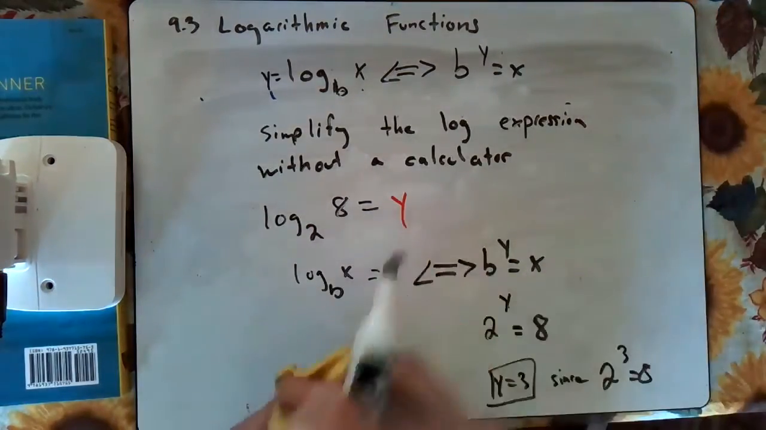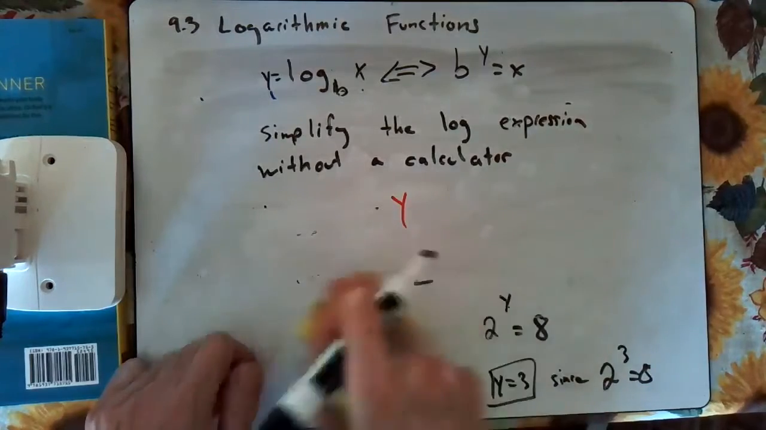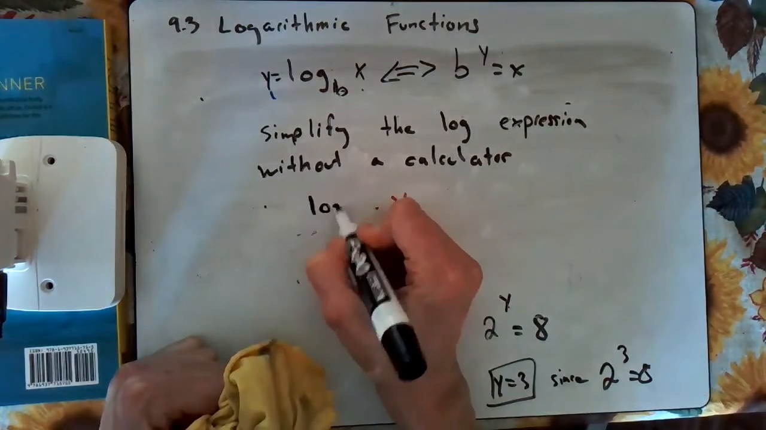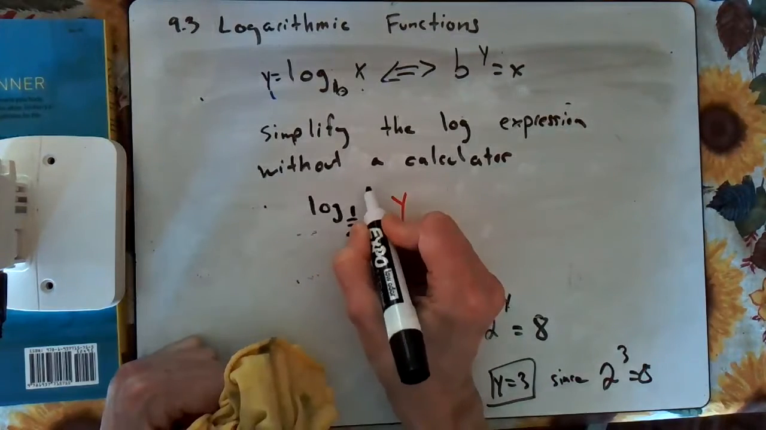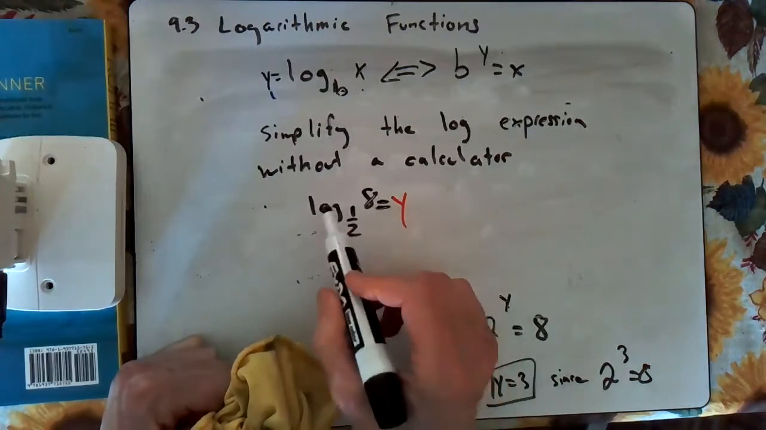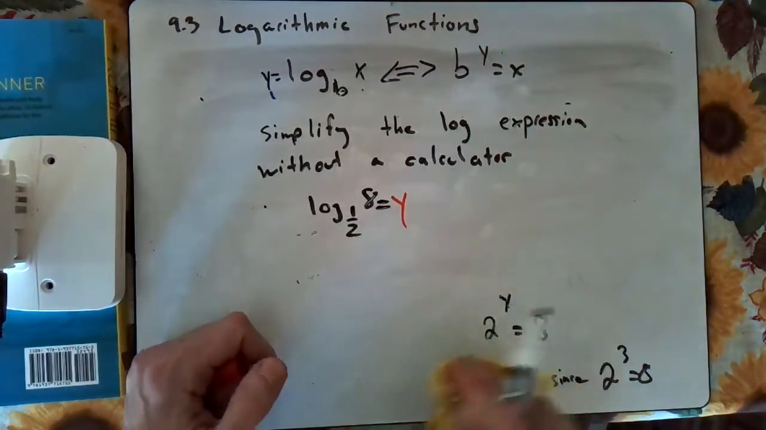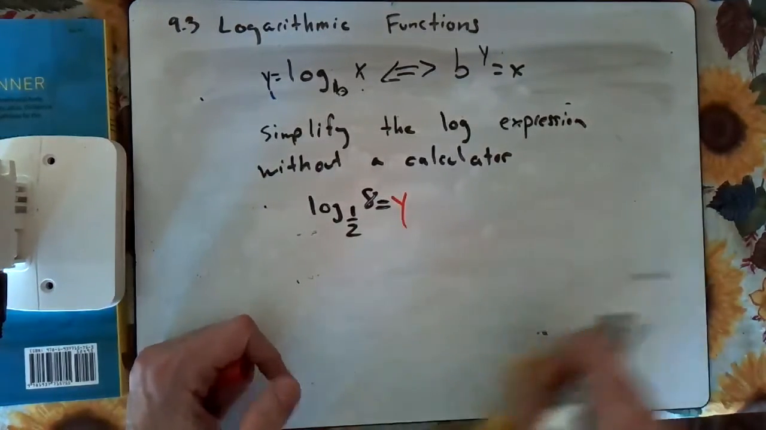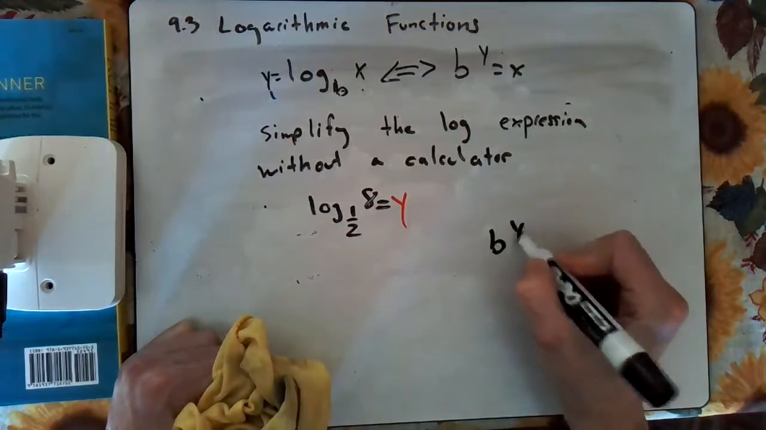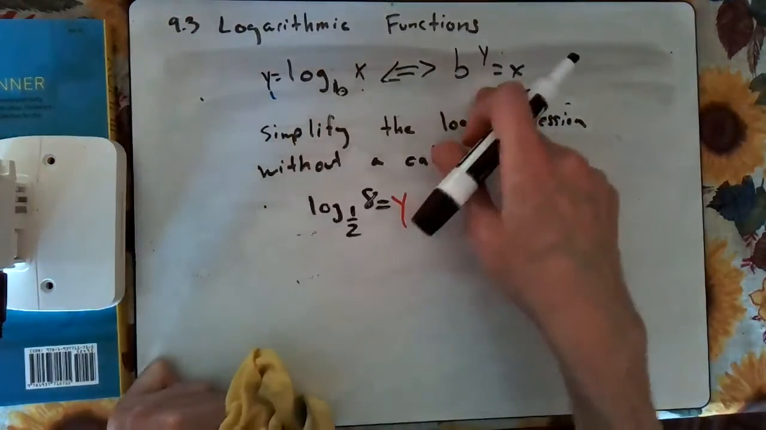What if we had log base one half of 8, and we say that's equal to y. So we want to figure out what that is. Log base one half of 8 looks a little weird. Let's try to work that out. Again, convert it. Remember, we need to go to b to the y equals x. That's what we need to convert from here into here.